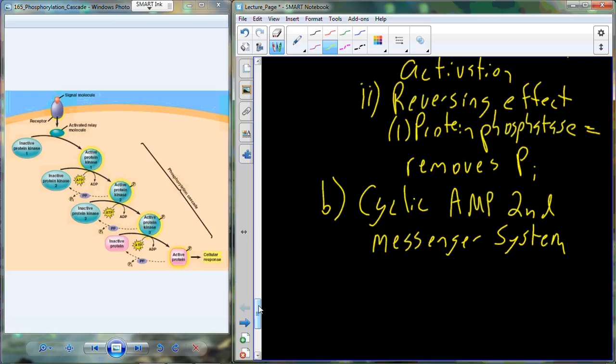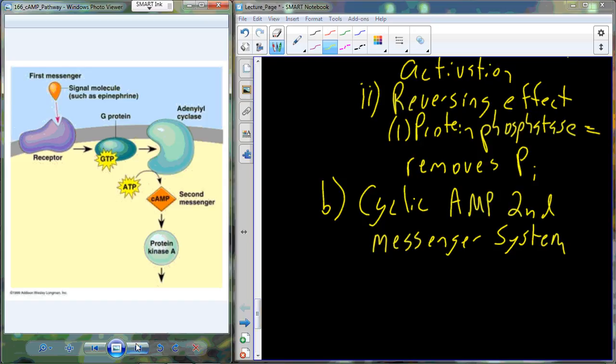A second signaling system is called the cyclic AMP second messenger system. And here's a picture of the cyclic AMP second messenger system. So I've got my membrane, and in my membrane I have bound a receptor, and I have bound this enzyme called adenyl cyclase. By the way, how do I know that it's an enzyme? It's an ASE. I also have this peripheral protein, which is called the G protein. The G simply refers to the fact that it utilizes this energy analog called GTP, guanosine triphosphate. So it's not ATP, but it's very similar and equivalent to ATP.